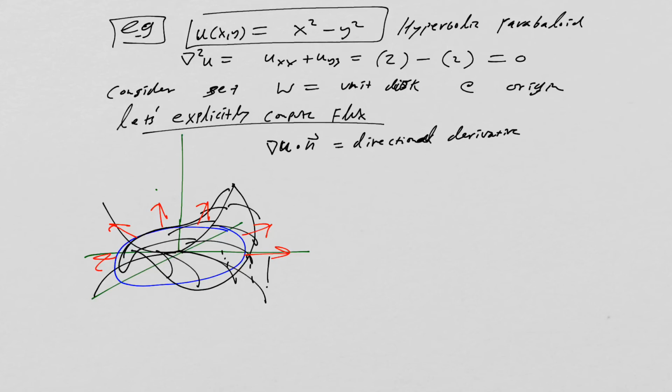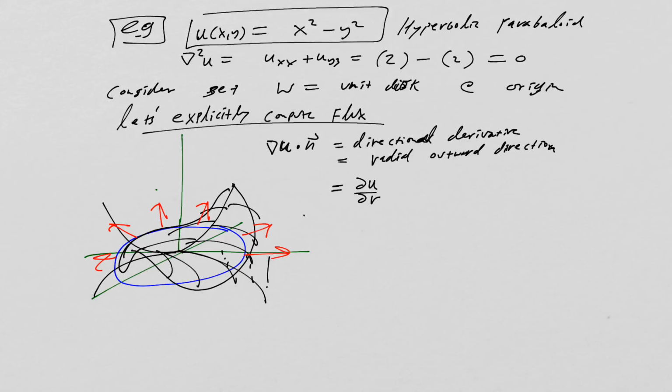That's the directional derivative. And so what we can do, and it turns out this is always going to be in the radial outward direction. So we can actually say this is equal to the partial derivative of u with respect to r when we convert to polar coordinates. So we can figure out what that is pretty easily.